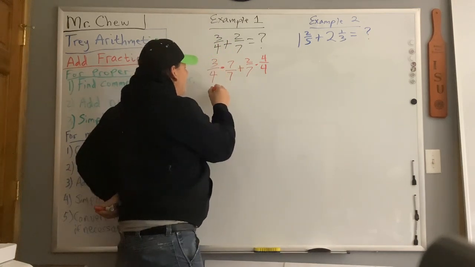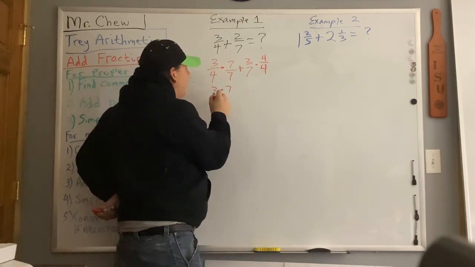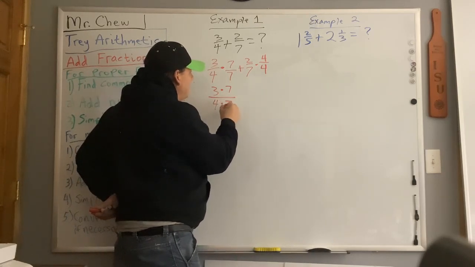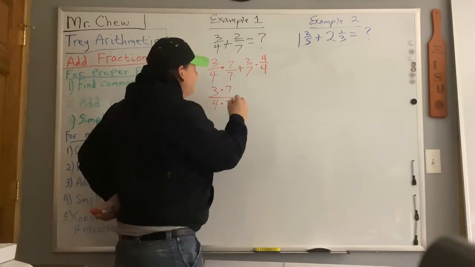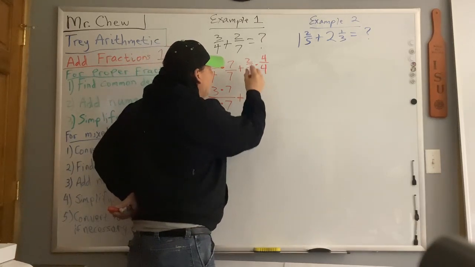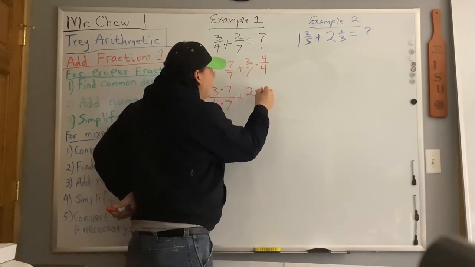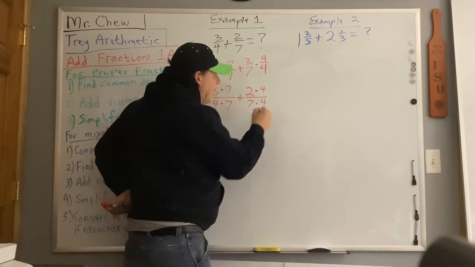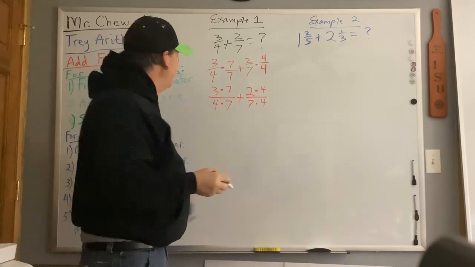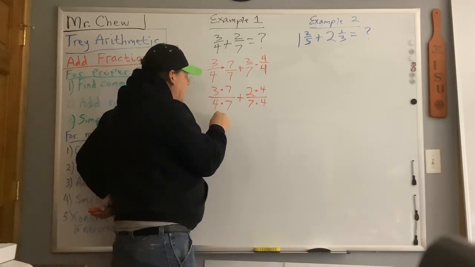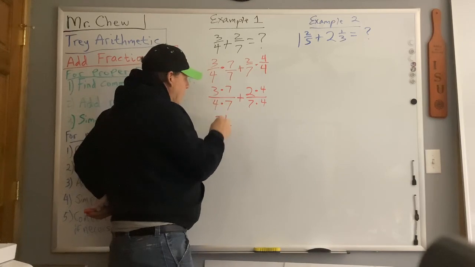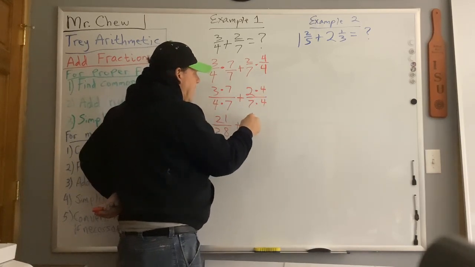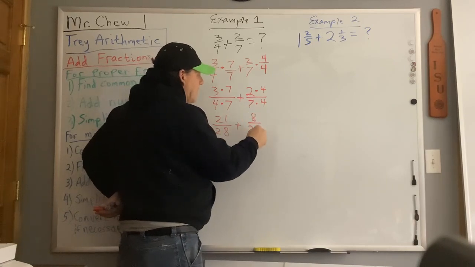So I take my 3 times my 7. I use that raised dot for multiplication over 4 times 7. And I'm showing every single step here. Plus the 2 times the 4, you multiply the numerators over 7 times 4. And you see what's going to happen? I'm going to get the same exact thing in the denominator. 3 times 7 is 21. 4 times 7 is 28. 2 times 4 is 8. 7 times 4 is 28.